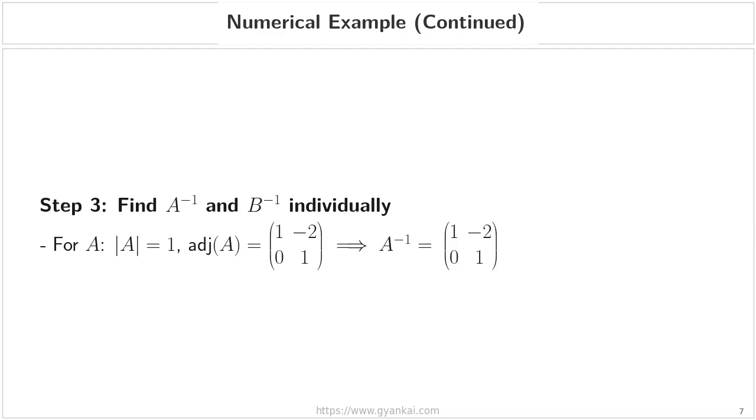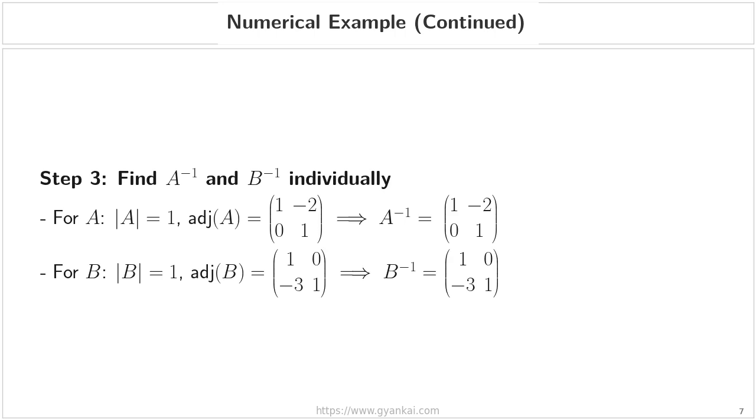First, looking at matrix A, the determinant of A is 1, and the adjoint of A is the matrix with 1, -2, 0, and 1 in the respective positions. Since the determinant is 1, the inverse of A is simply that same adjoint matrix, 1, -2, 0, and 1. Next, let's look at matrix B. Similarly, the determinant of B is 1, and the adjoint of B is 1, 0, -3, and 1. Therefore, the inverse of B is also equal to its adjoint, 1, 0, -3, and 1.